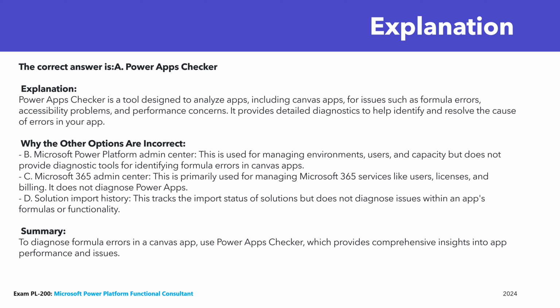Why the other options are incorrect? B. Microsoft Power Platform Admin Center. This is used for managing environments, users, and capacity, but does not provide diagnostic tools for identifying formula errors in Canvas apps. C. Microsoft 365 Admin Center. This is primarily used for managing Microsoft 365 services like users, licenses, and billing. It does not diagnose Power Apps.